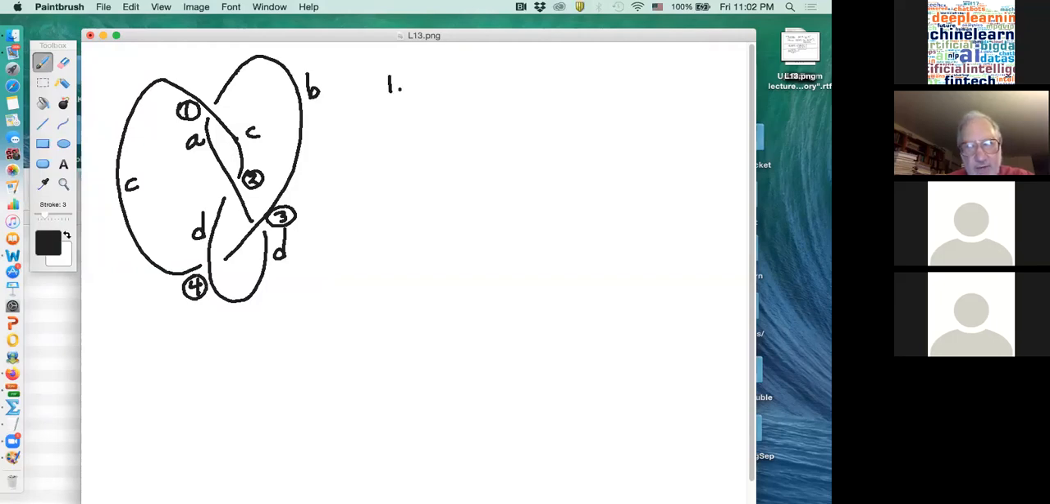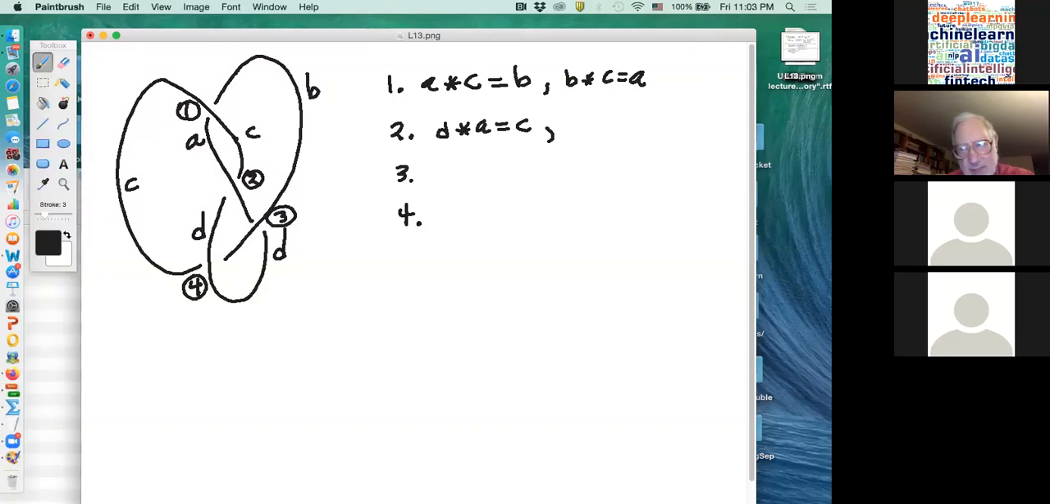Okay, so let's give it a try. We're going to write down the relations for each of the crossings, and there are four of them. And then we're going to try to construct a multiplication table for this quandle and find out how it's actually structured. So let's see. At one, we have A times C is B. And we also have B times C is A. At two, we have D times A is C. And we also have C times A is D.